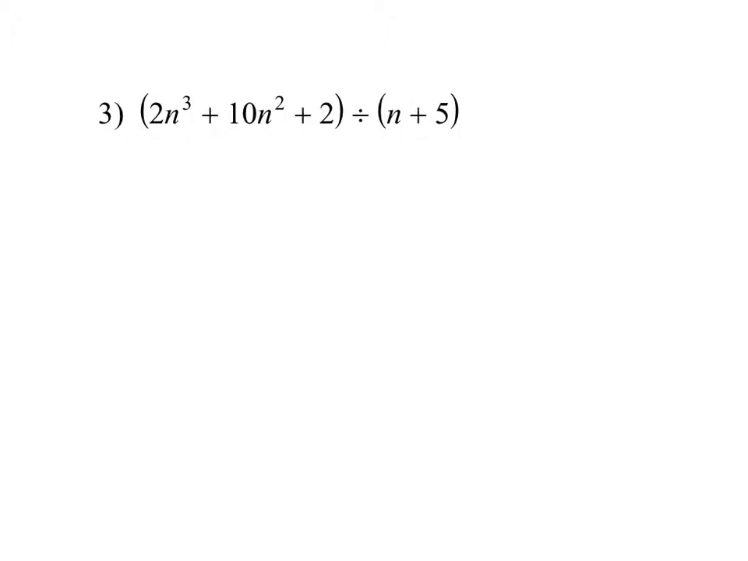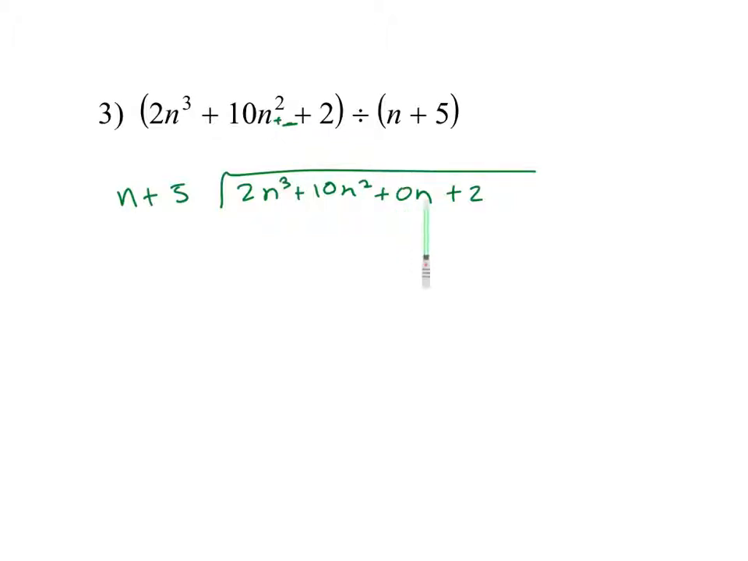Now, another thing that is important to check is to make sure that we have every single term, right? So n plus 5, so 2n cubed plus 10n squared. As you can see, I don't have that term right there in the middle, that linear term. So I'm going to add that term by adding 0n plus 2, right? Why 0n? Because 0 times n is 0, so it's exactly the same right here. Right? So now I'm going to divide 2n cubed divided by n.